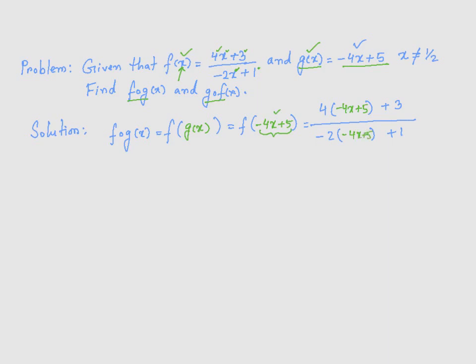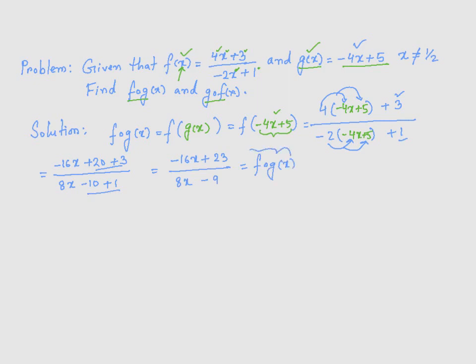At this point, all I'm going to do is simplify it by using the distributive property. 4 times negative 4x is negative 16x, 4 times 5 is 20, then plus 3, divided by negative 2 times negative 4x is positive 8x, negative 2 times 5 is negative 10, then plus 1. If I simplify it, I get negative 16x plus 20 plus 3 is 23, divided by 8x, negative 10 plus 1 is negative 9, which is, by the way, my f composed g of x. So that's one of the answers.